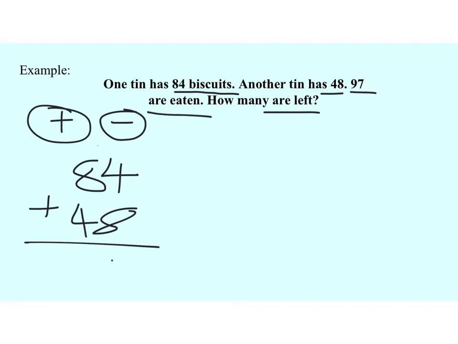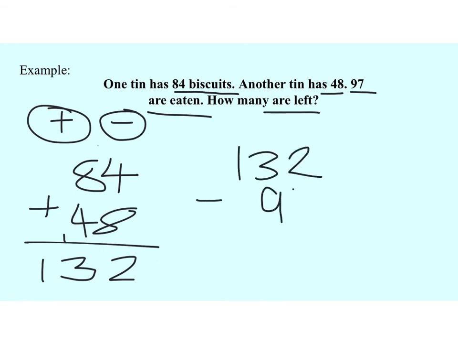So 4 add 8 is 12, 2 carry the 1, 8 add 4 is 12, add the 1 is 13. So there are 132 biscuits in total. Now that's not me finished working out the problem. This is a multi-step word problem. It's not just one step. So we can't solve this after just adding. We now need to use subtracting because it tells me that 97 biscuits have been eaten. So I now need to use my total, that is 132 biscuits, take away the amount that have been eaten. So take away that 97.